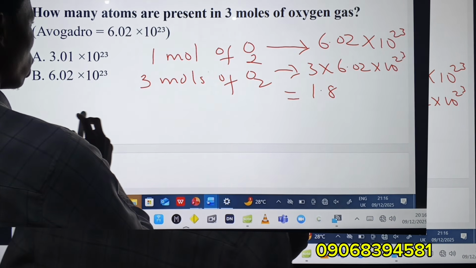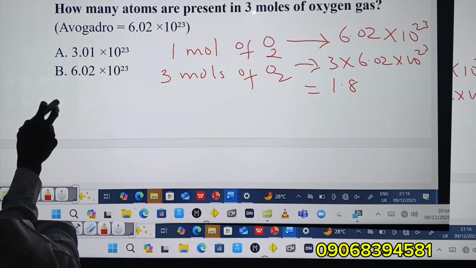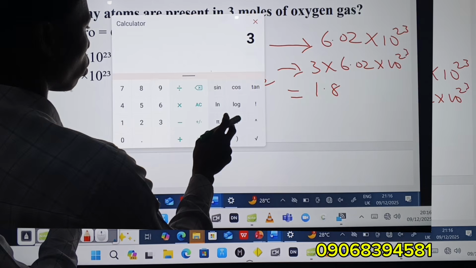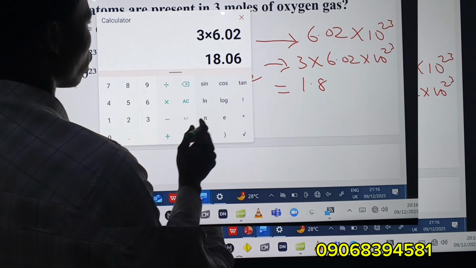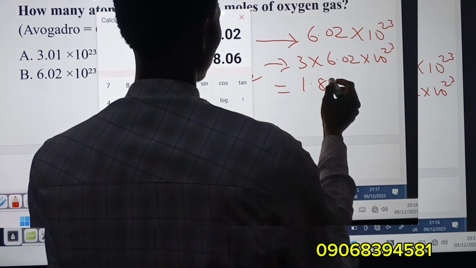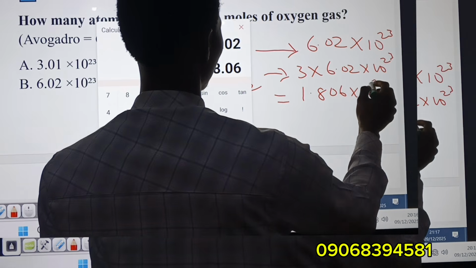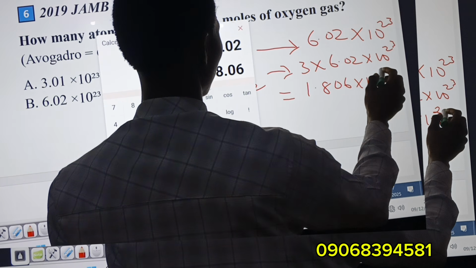Let me press my calculator. Okay, this one is even better than JAMB calculator. 3 times 6.02 is 1.806 times 10 raised to power 24. Alright? Now, molecules.